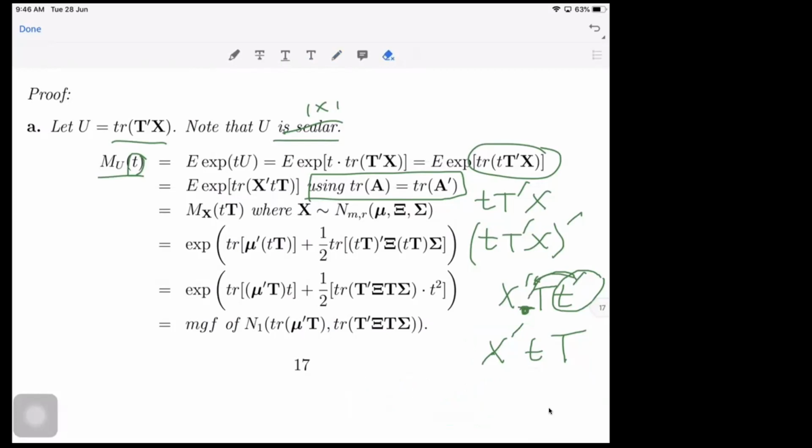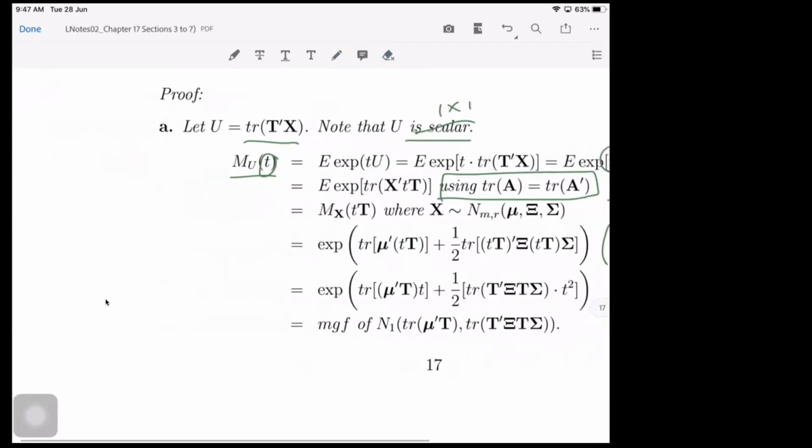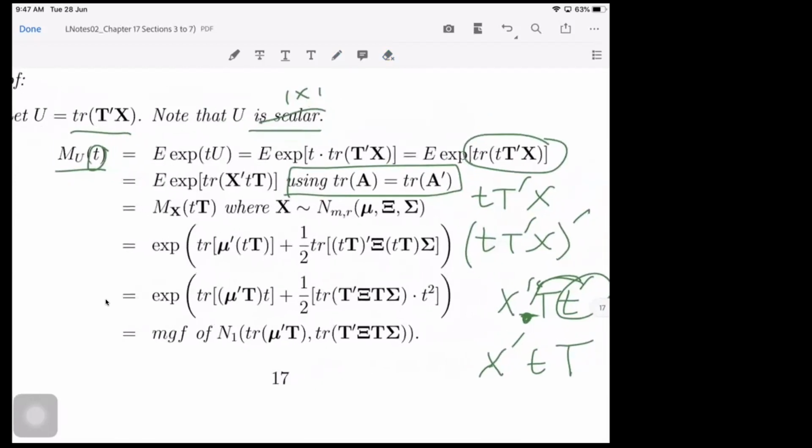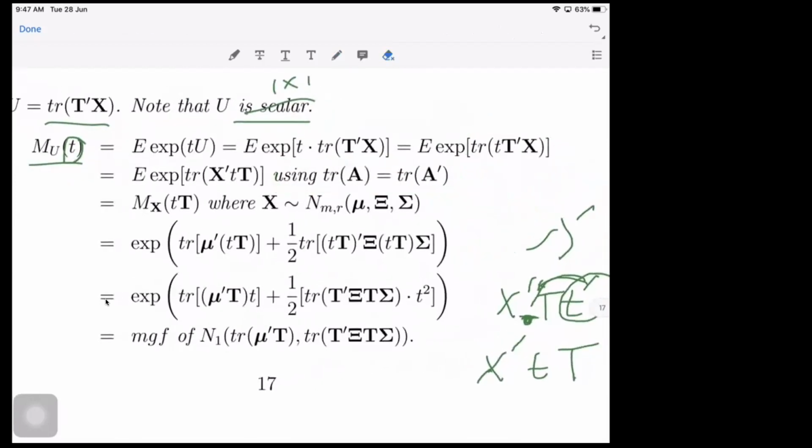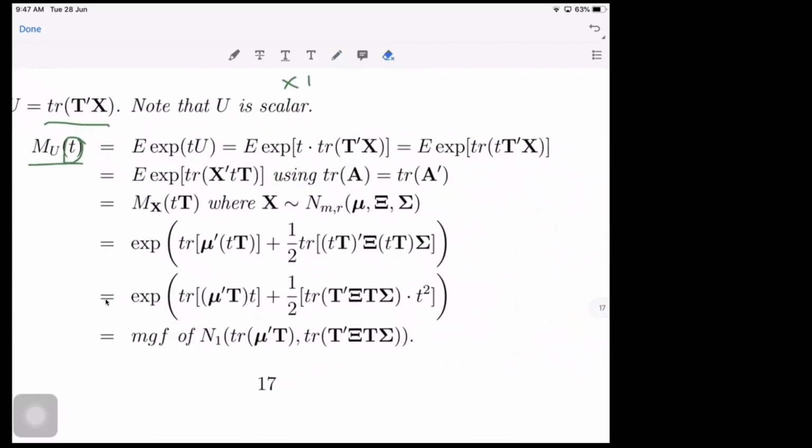Is T really a scalar? Yes, ma'am. Why? Okay, it will follow the dimension of U, which is 1 by 1. Okay, very good. So it can be used now. Okay, so let's proceed. Okay, very good.